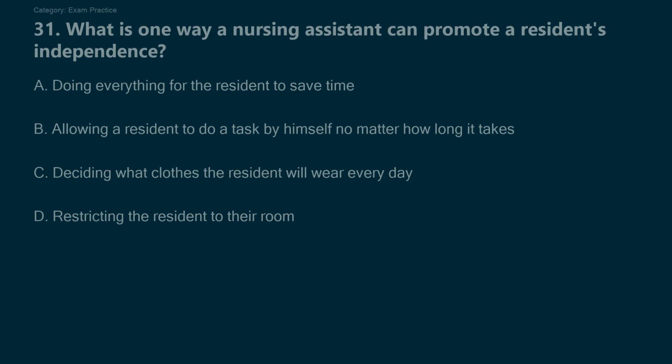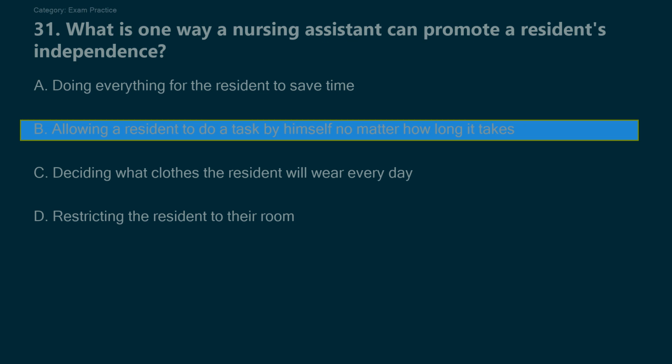Question 31. What is one way a nursing assistant can promote a resident's independence? Option A. Doing everything for the resident to save time. Option B. Allowing a resident to do a task by himself no matter how long it takes. Option C. Deciding what clothes the resident will wear every day. Option D. Restricting the resident to their room. The correct answer is option B. Allowing a resident to do a task by himself no matter how long it takes.